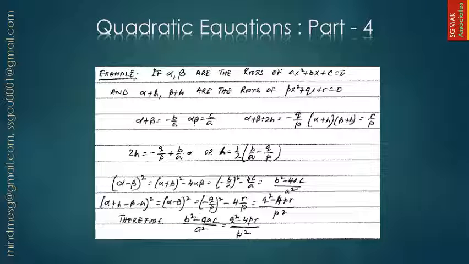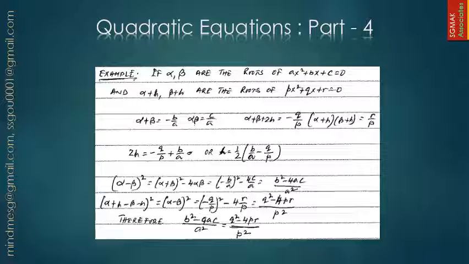If alpha and beta are the roots of the equation x squared plus bx plus c equals 0, and alpha plus h and beta plus h are the roots of the equation px squared plus qx plus r equals 0. So then from the first equation we can say the sum of the roots, alpha plus beta, is minus b over a, and alpha times beta is c over a. From the second equation we can say alpha plus beta plus 2h, which is the sum of the roots, is minus q over p, and the product of the roots is r over p. So then we can find the value of h by simplification.